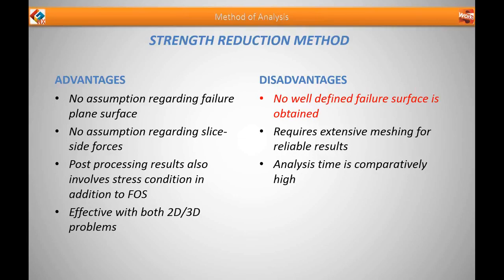Now the disadvantage of the strength reduction method is that no well-defined failure surface is obtained. Like in the limit equilibrium method, you define the failure surface, so you can say that the soil is going to fail in that particular manner. Also it requires extensive meshing for reliable results, and comparatively the analysis time also becomes high.